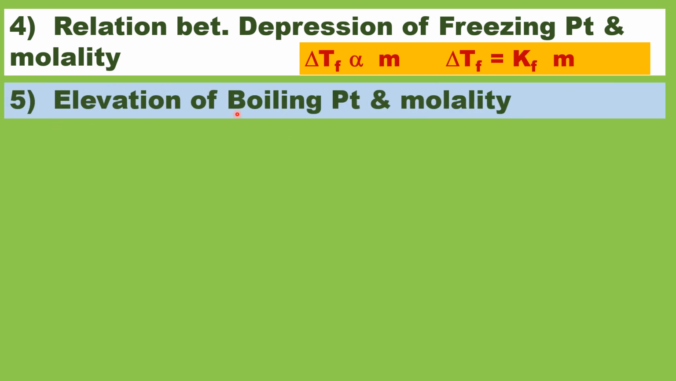Next, give the relation between elevation of boiling point and molality. This is the same as this. Elevation of boiling point is equal to Kb into m, where Kb is the proportionality constant, that is called the molal elevation constant.